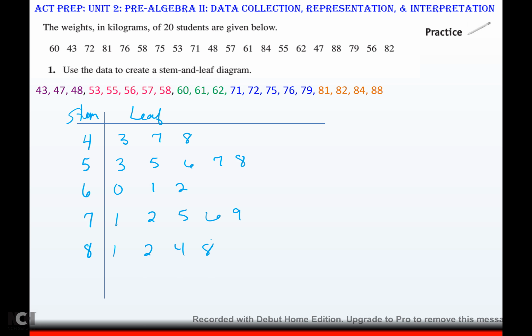Oh, and then you need a key. So you pick anything. I usually just pick the first, like here, this stem and this leaf, and you say 4 bar 3, meaning stem and leaf, means to read 43.